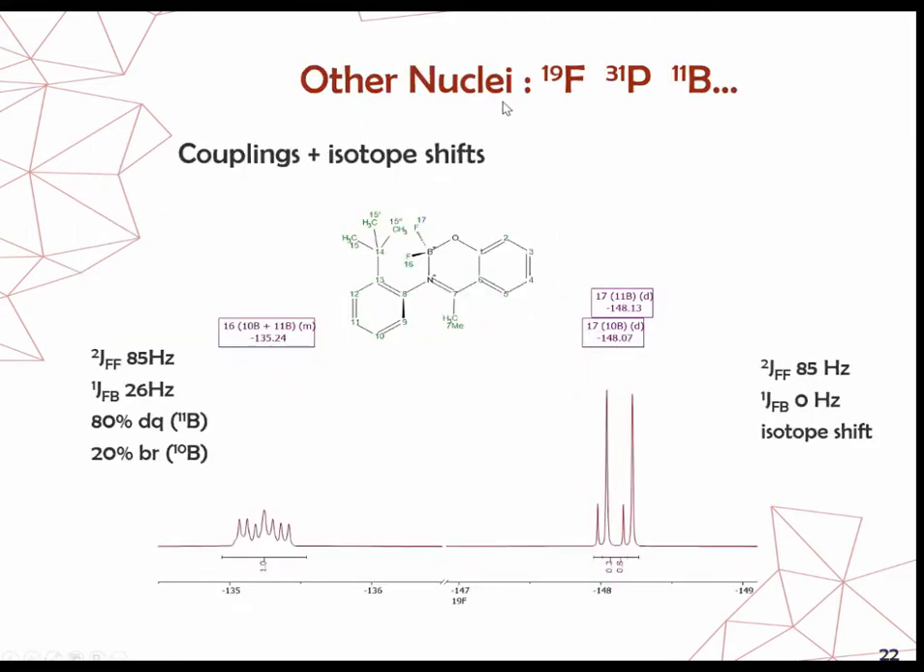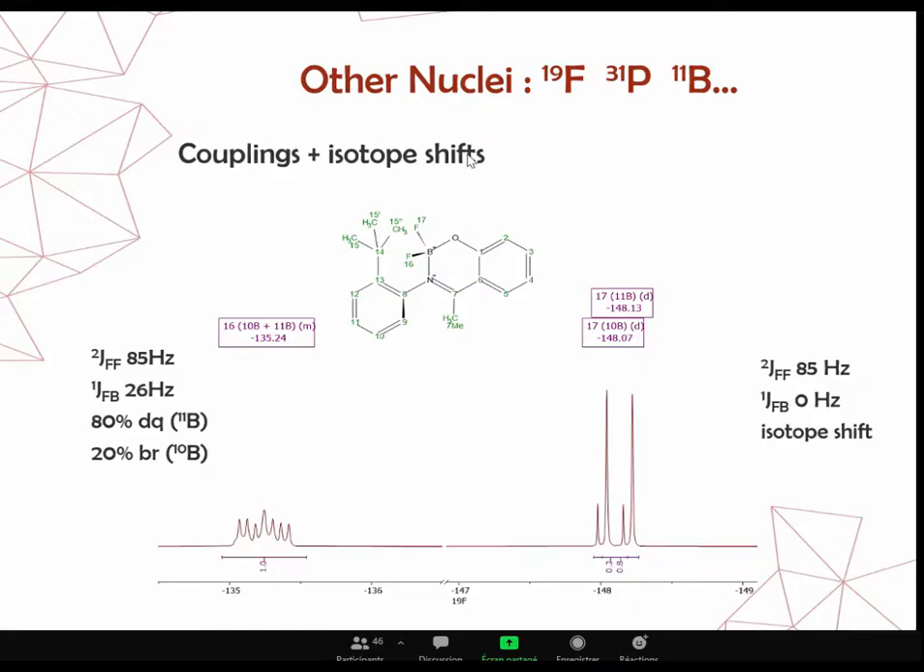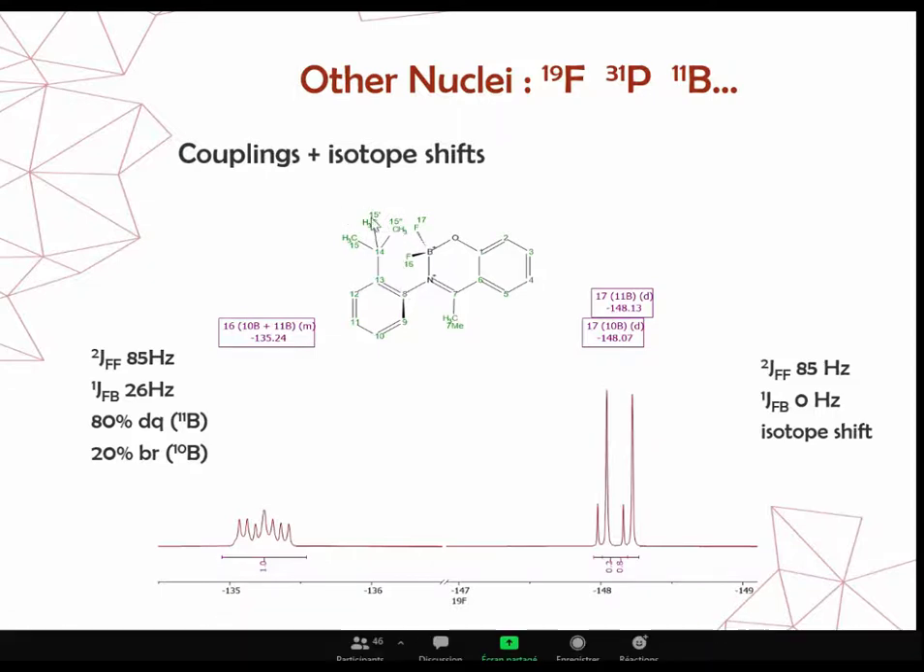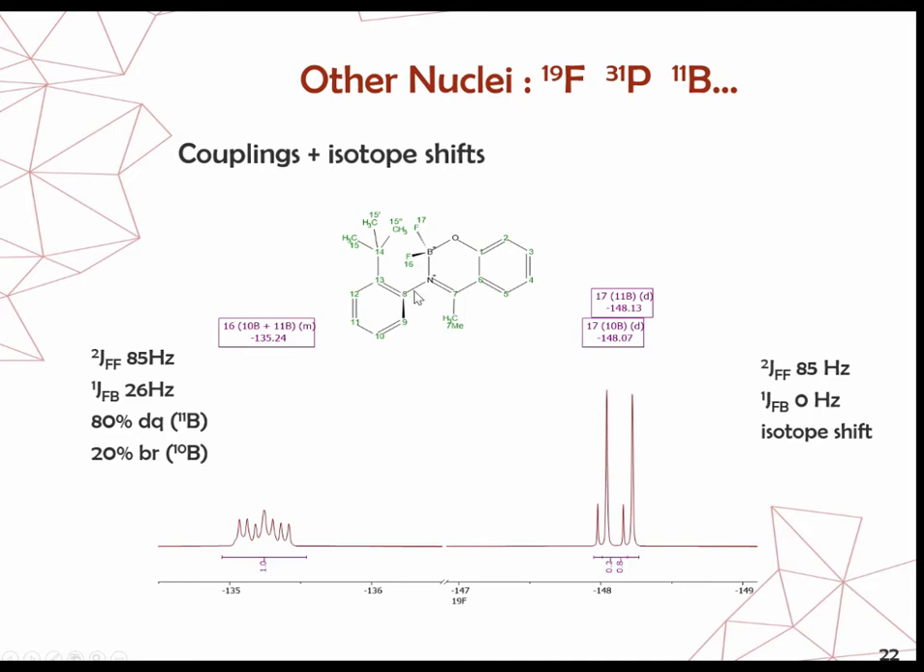With heteronuclei, we can get couplings. We can sometimes get strange things like isotope shifts. Here I show you a funny example of a boranyl, which was made in Corin's team. Here we have a funny pattern in the fluorine spectrum with two different signals, because the rotation of this phenyl group is hindered by the big group here. So the two fluorines are not equivalent.